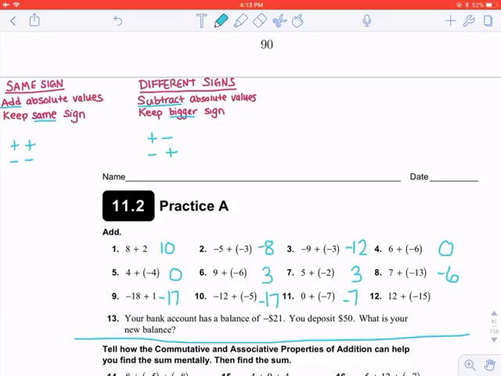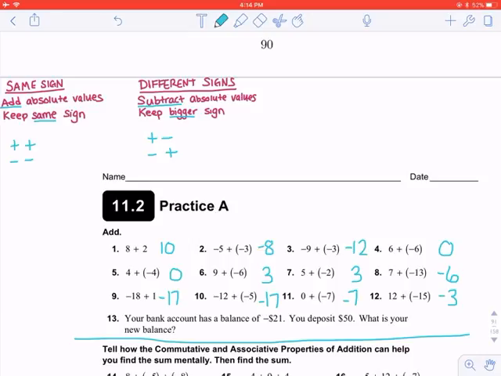Number 12, they're different signs. That means I need to subtract. 15 minus 12 is 3. I put the bigger number first, 15 minus 12. Then I keep the sign of the bigger number. 15 is bigger than 12, and 15 is negative, so it's negative 3.